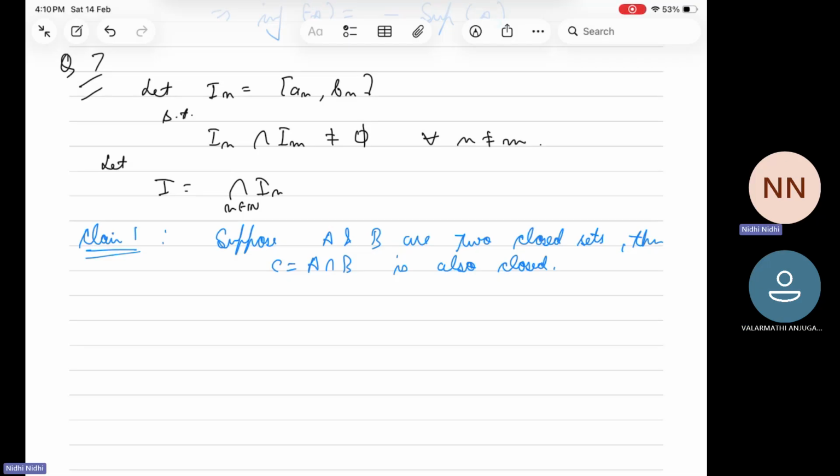Okay, so now we are given that the sets A and B are closed. That means since A is closed, this implies A prime is a subset of A.